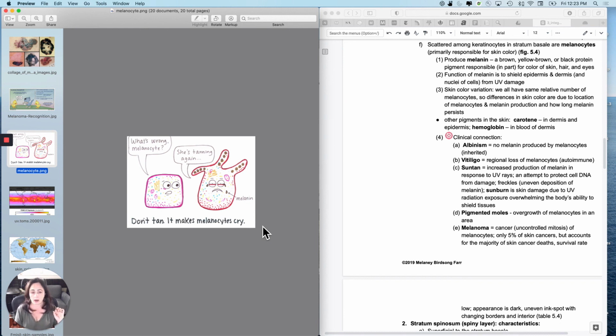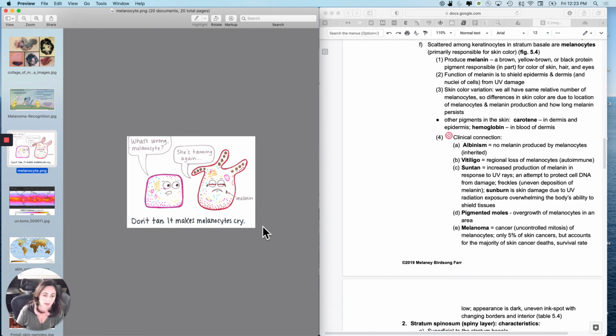Okay, now how about a pigmented mole? A pigmented mole like I have right here is just in one area. I actually have a whole bunch of melanocytes, and those melanocytes in that area overproduce melanin. Not problematic, but when we get to the next thing, which is melanoma, which is cancer of melanocytes, if you've got more melanocytes, that area is more likely to have a melanoma. So you want to watch your moles.